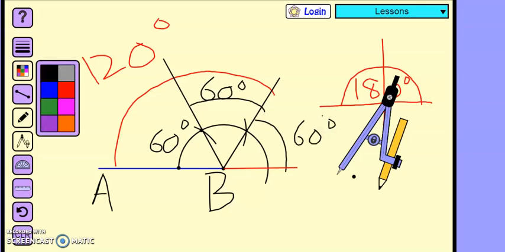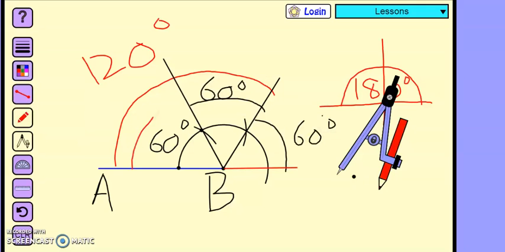So when I talk about this whole angle, it is of measure 180 degree. In a similar way, you can also construct the remaining angles, that is 30 degree, 45 degree and 90 degree. But in order to construct those angles, first you need to bisect these angles. Now I am going to explain how you will bisect the given angle.